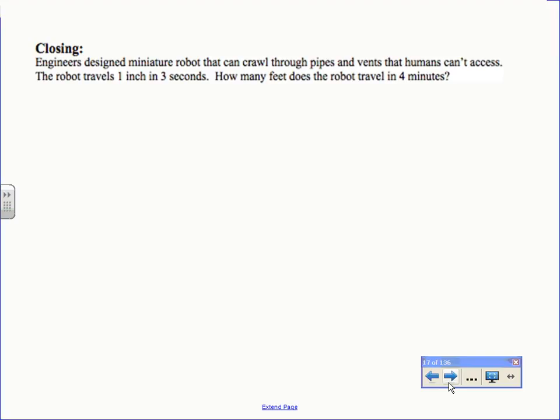It says the robot travels 1 inch in 3 seconds. So let's write down 1 inch for every 3 seconds. The robot travels 1 inch in 3 seconds. That is a ratio, something that we know about the miniature robot. It then goes on to ask us, how many feet does the robot travel in 4 minutes? We need to find how many feet the robot travels in 4 minutes.